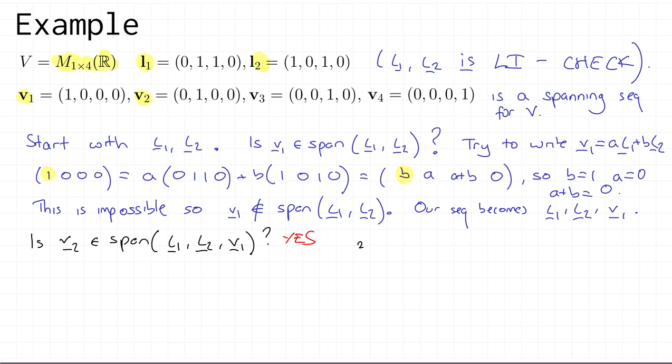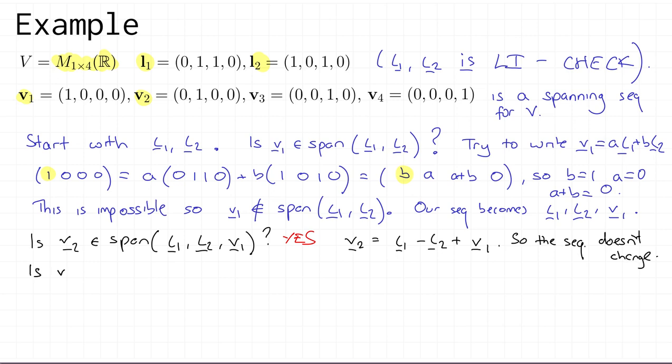So v2 is equal to L1 minus L2 plus v1. So v2 is a linear combination of L2 and L1 and v1, and therefore we don't add v2. So the sequence stays the same, it doesn't change. Okay, let's try the next one.